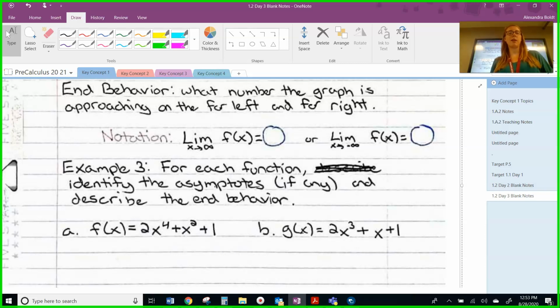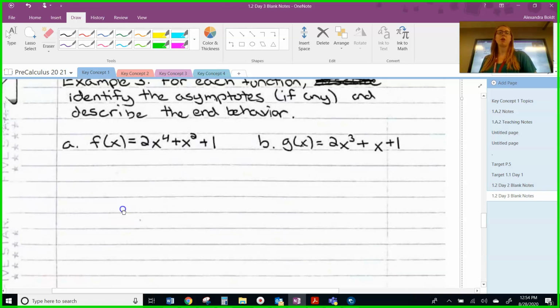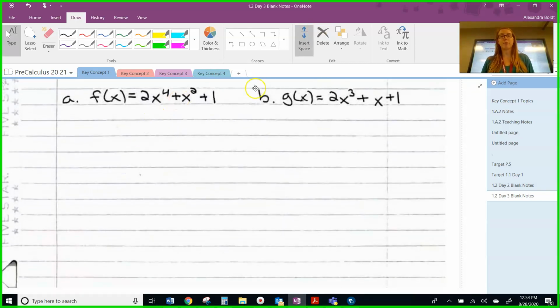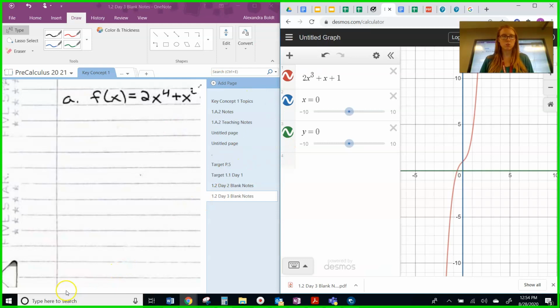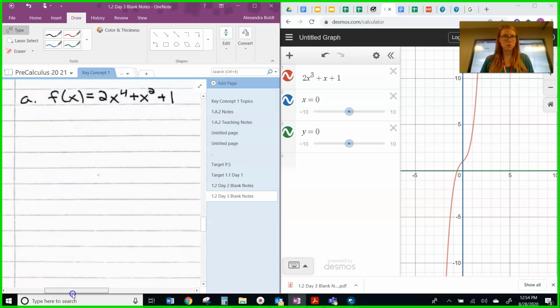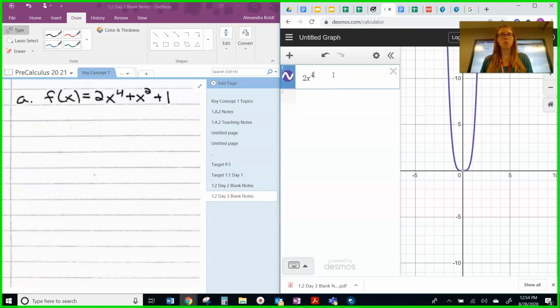All right, so let's look at some examples with this. For each function, we're going to identify the asymptotes, if there are any, and describe the end behavior. And we're going to do this by graphing. So I am actually going to split my screen, half this, half Desmos. So our first function is 2x to the fourth plus x squared plus 1. So I'm going to sketch that out.